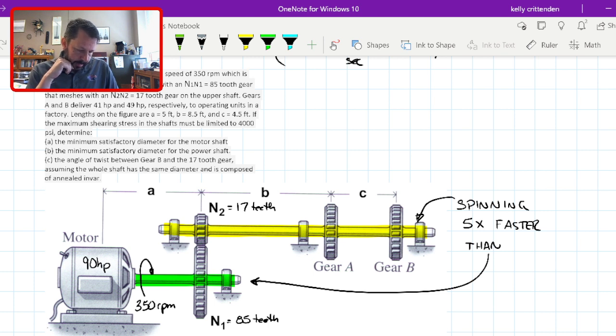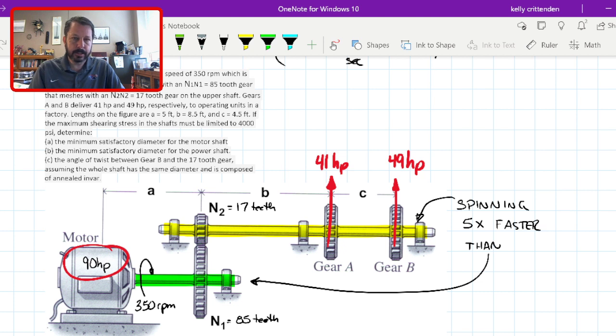A and B. So gear A delivers 41 horsepower. Gear C delivers 49 horsepower. If you add 49 and 41, you'll get the 90 that we input. So if this was a less than 100% efficient system, then I would input 90 horsepower, but I wouldn't get all 90 out. I would lose some of the 90 as heat, friction losses type stuff. Here, it's 100% efficient.